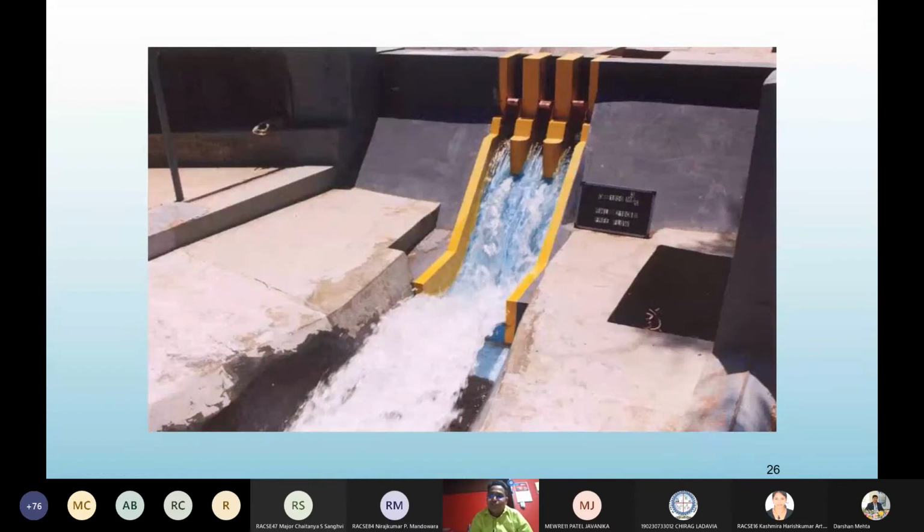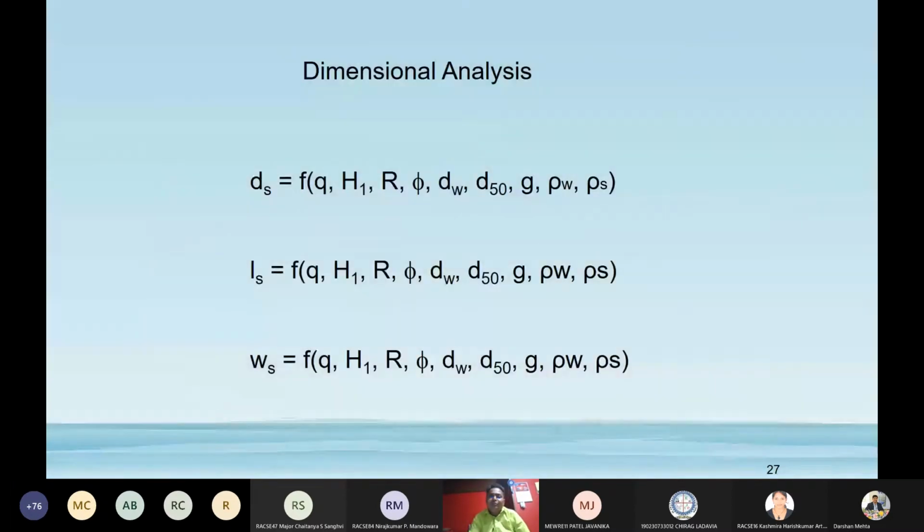You can see here different flow conditions that I have collected. You are all aware, at second year level, of the Buckingham pi theorem. So depth of scour is a function of these variables: discharge intensity, head, bucket radius, lip angle, tailwater depth, bed material size, gravity, density of water, density of sediment. Similarly, location of scour. After the Buckingham theorem, I have considered some repeating variables.